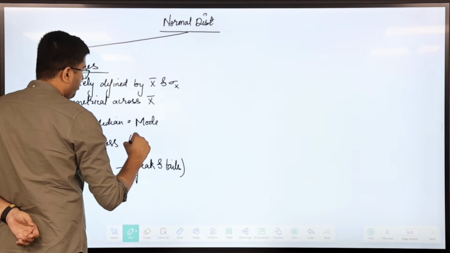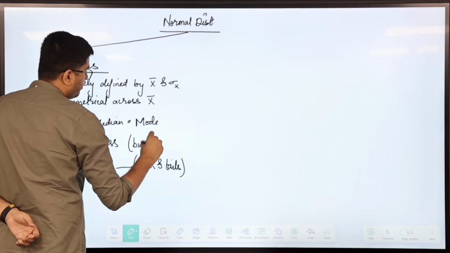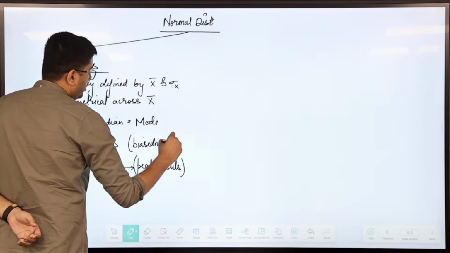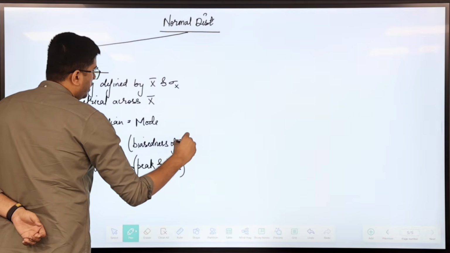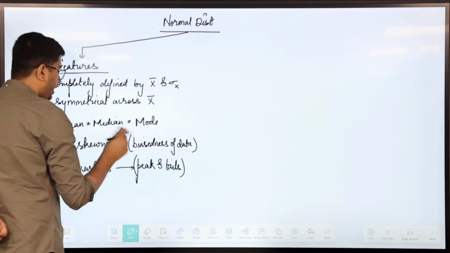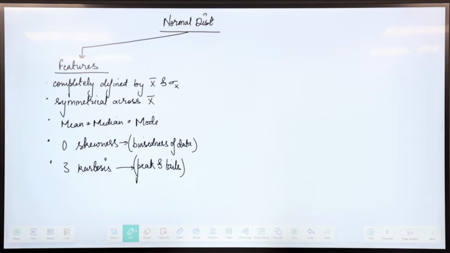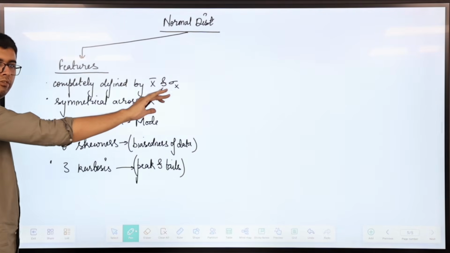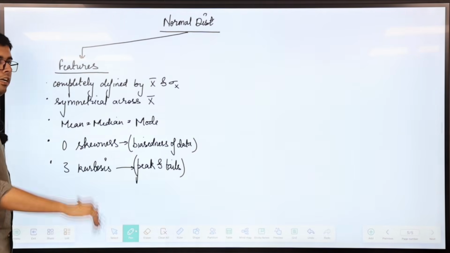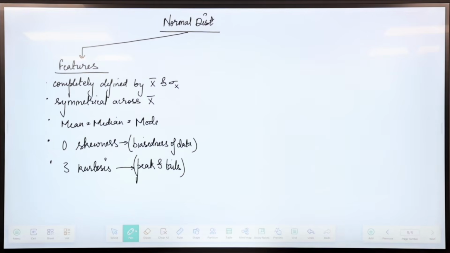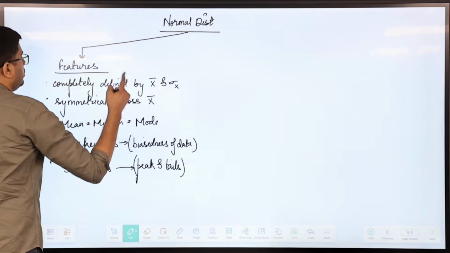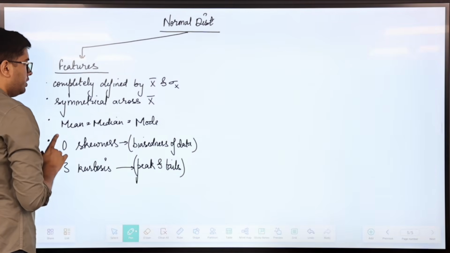Skewness focuses on biasedness of data, whether data is biased on the higher side or lower side. And the name of skewness is given as per position of outliers. If outliers are on the positive side, we call it positively skewed. And if the outliers are on the negative side, we call it negatively skewed. So we covered all the features.